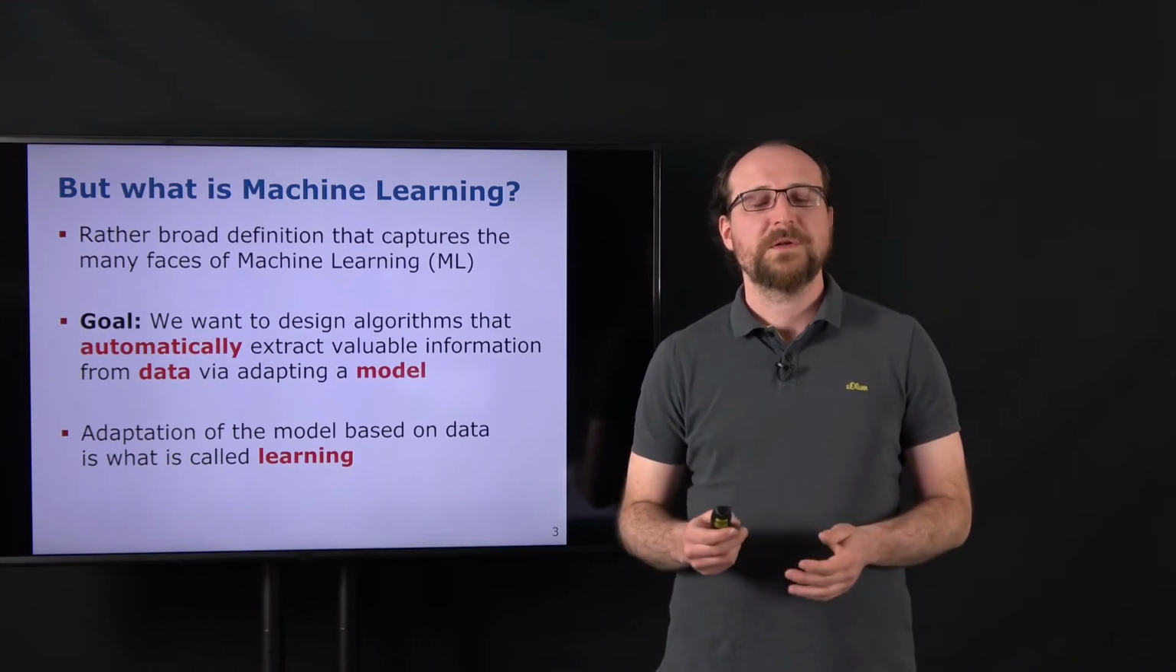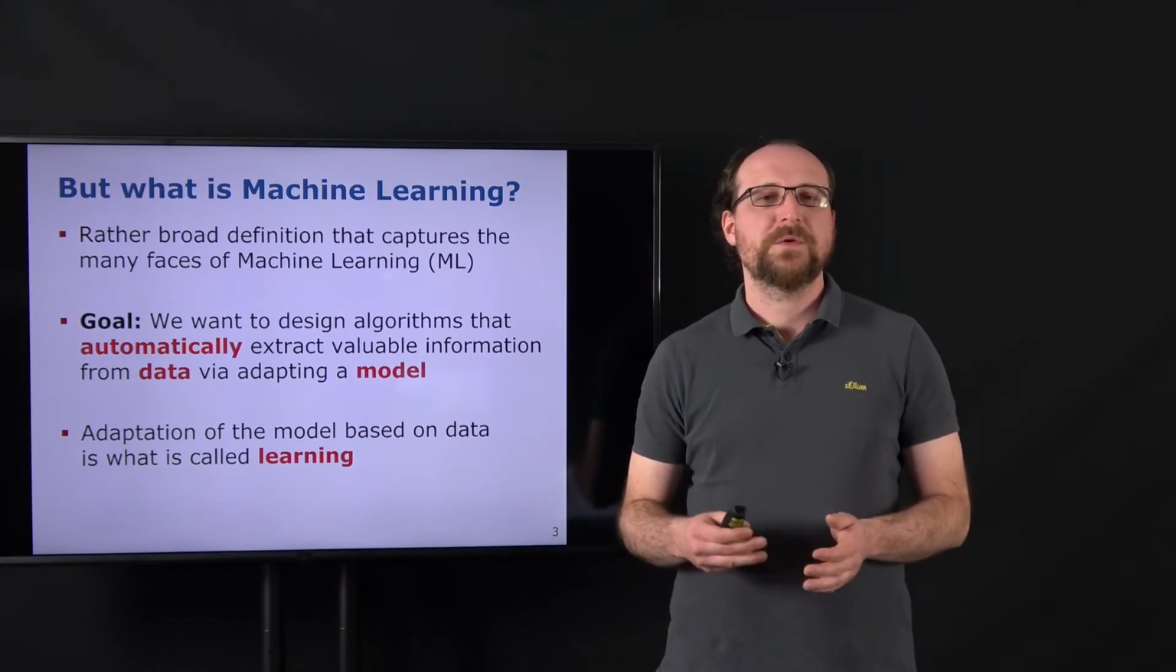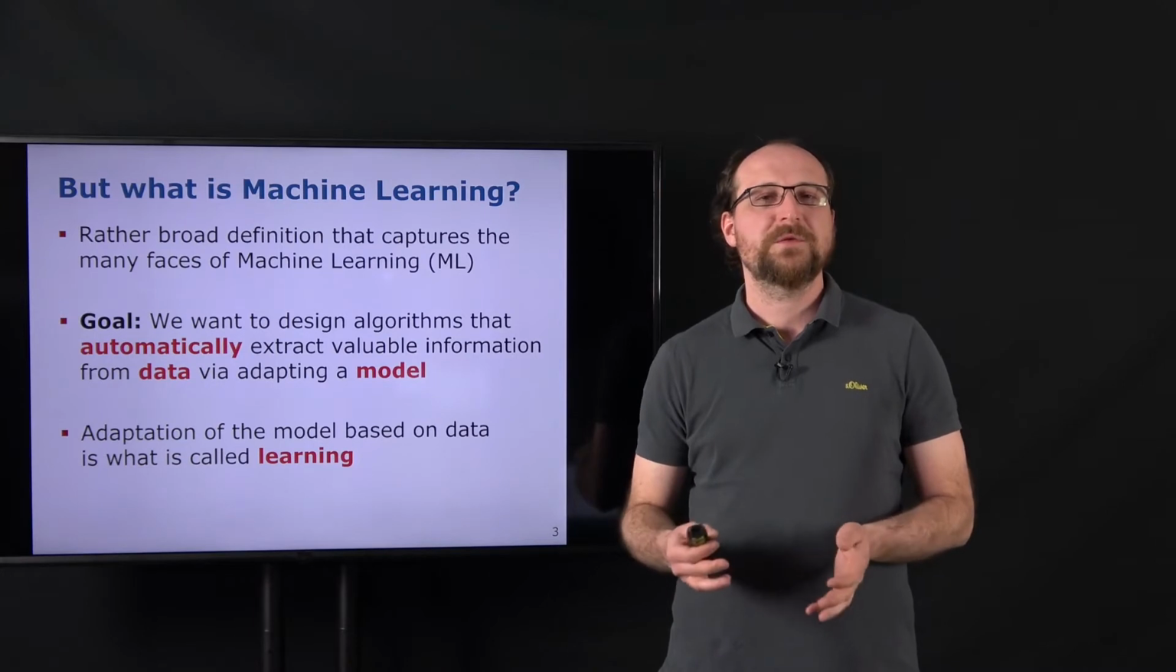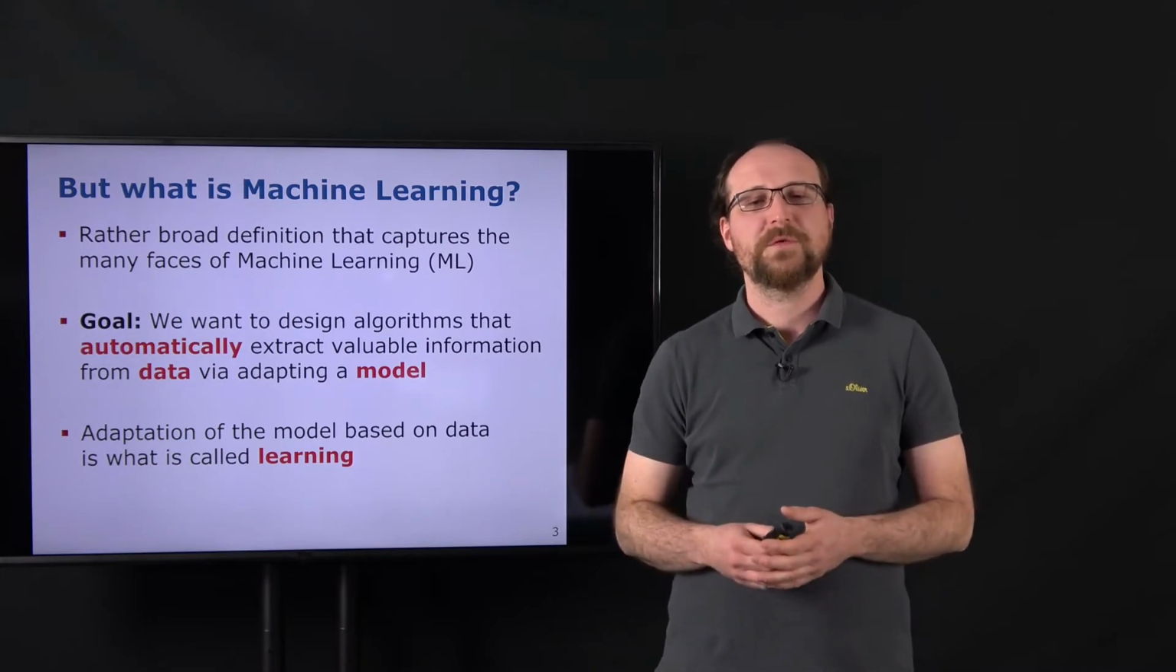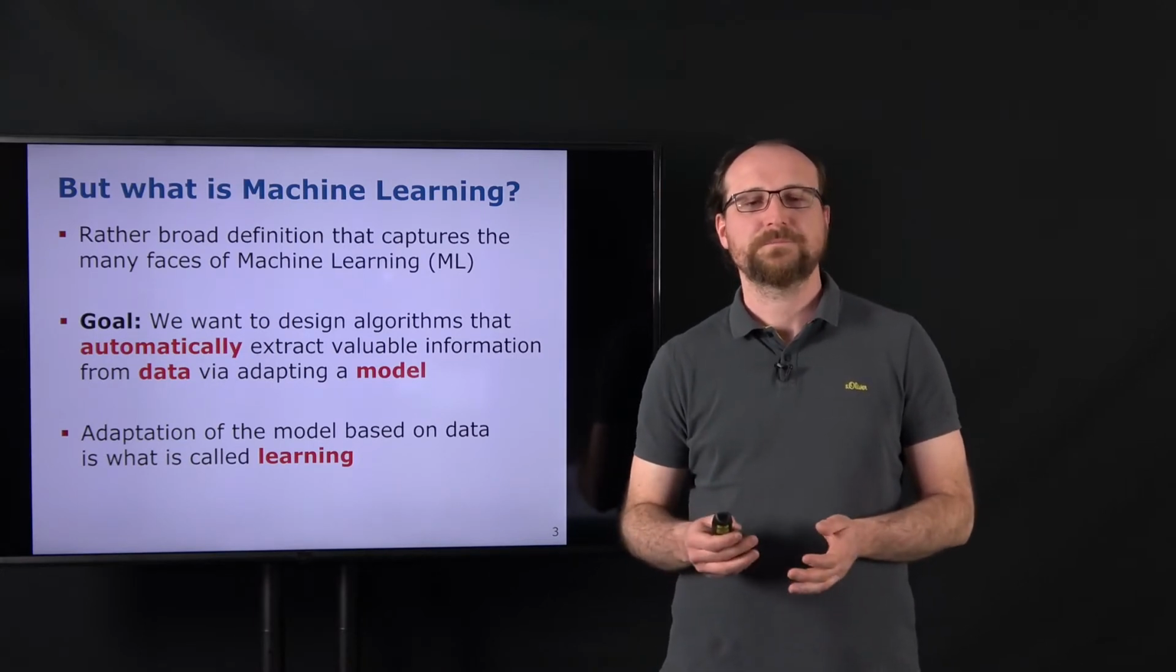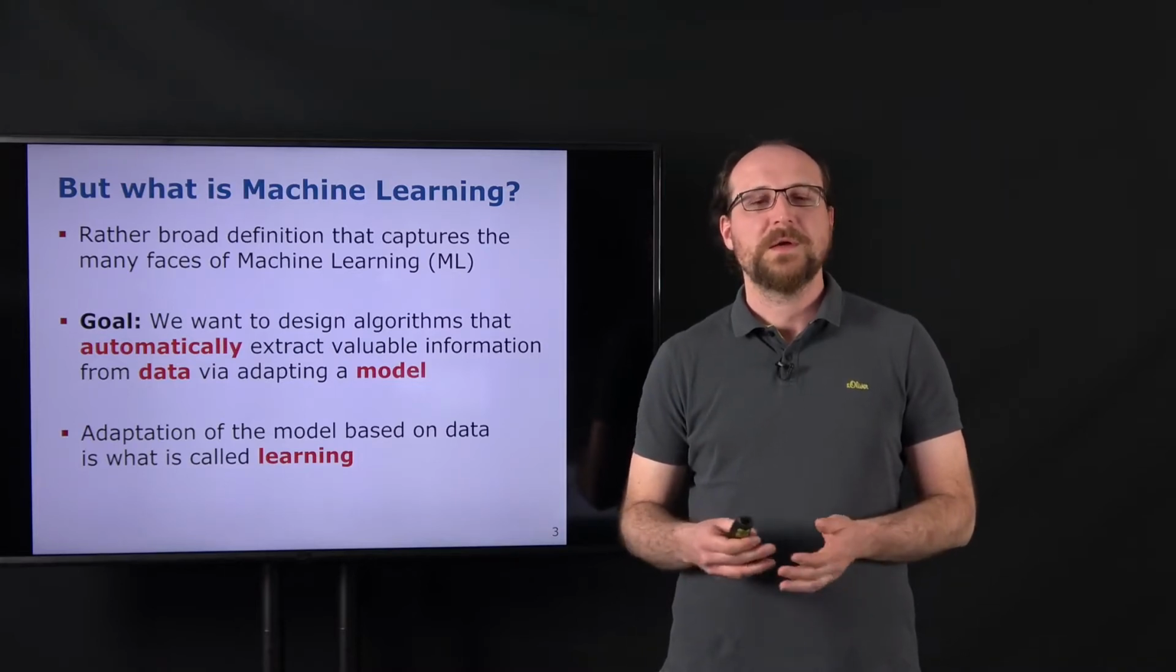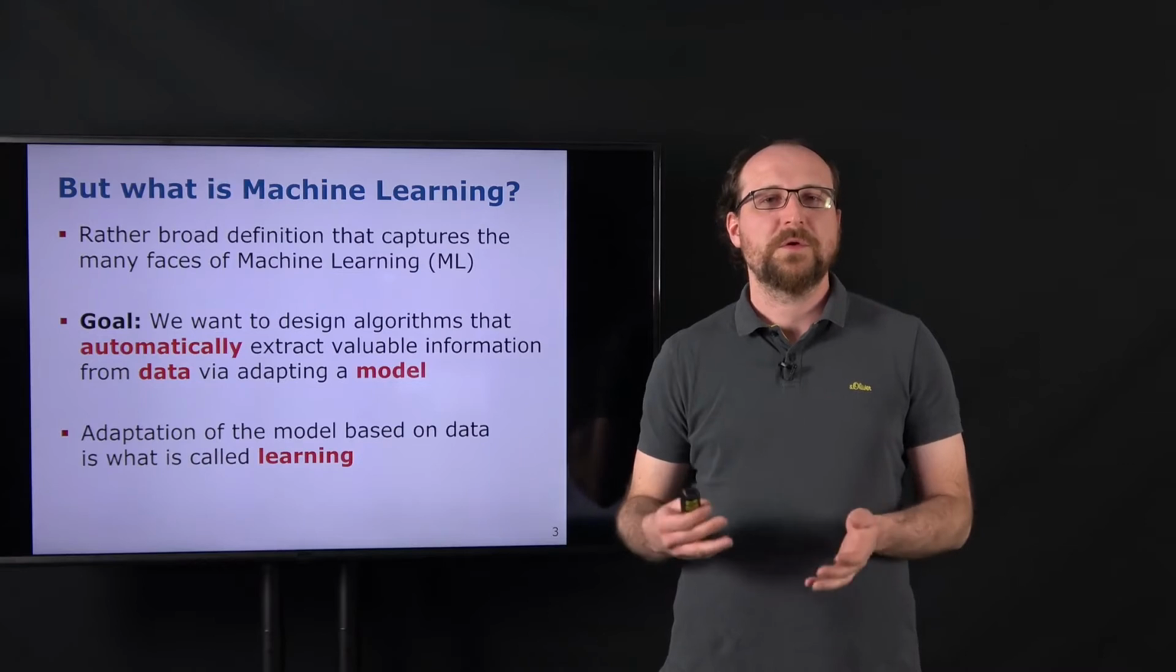But in a nutshell, the goal of machine learning is that you want to design algorithms that are able to extract valuable information from data via adapting a model. And this adaptation of the model is based on data, and this is what is called learning.